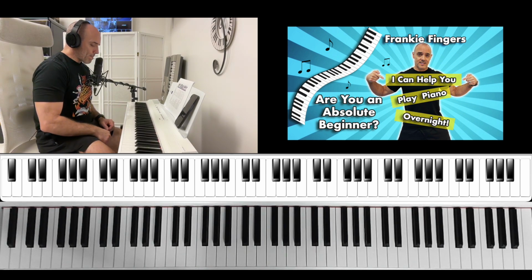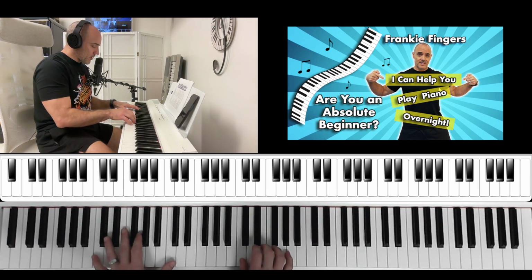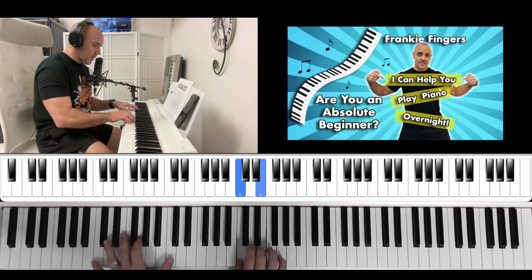So one of the things that beginners, brand new at the keyboard, make the mistake of is they leave their foot on the pedal, which sounds great when you're in the same chord.